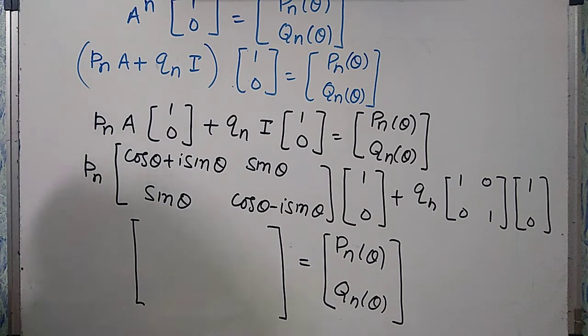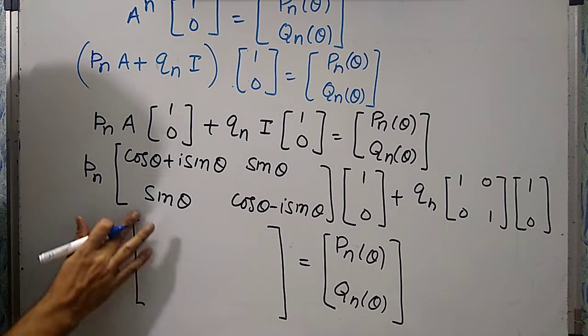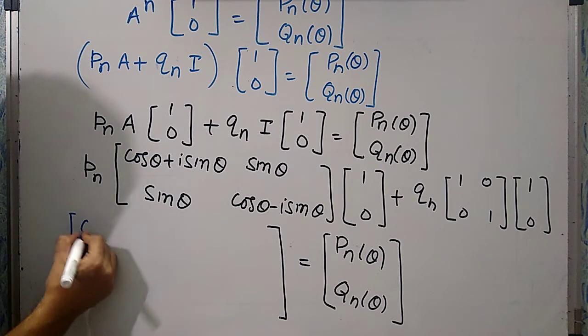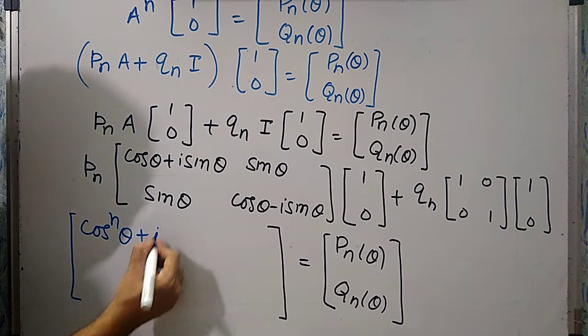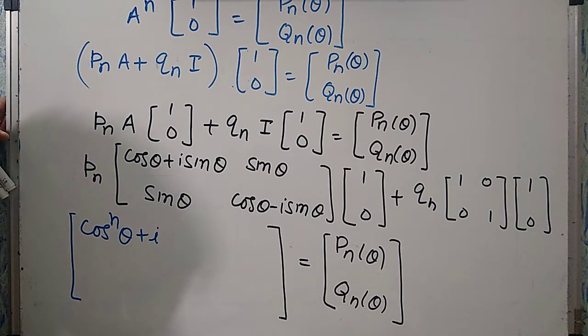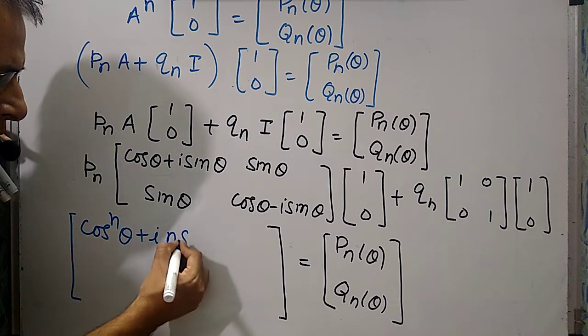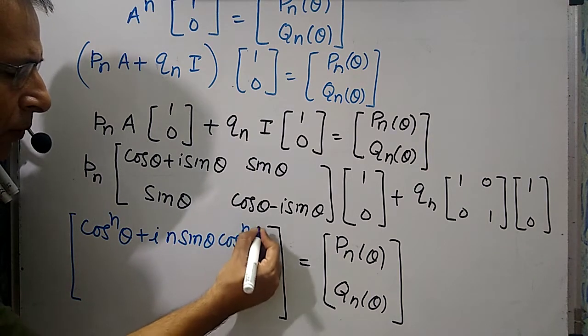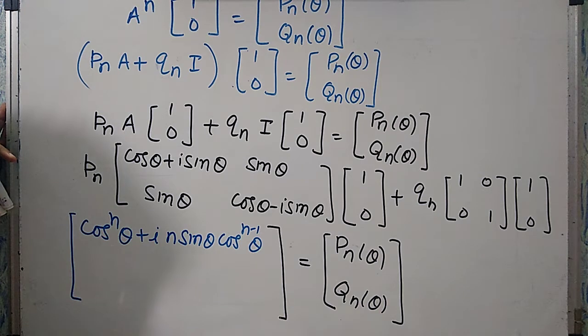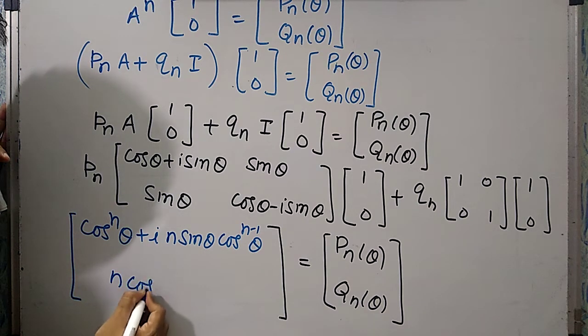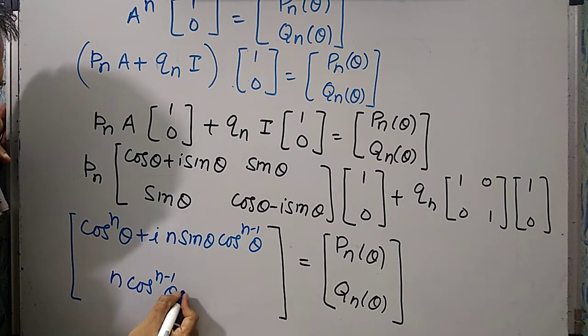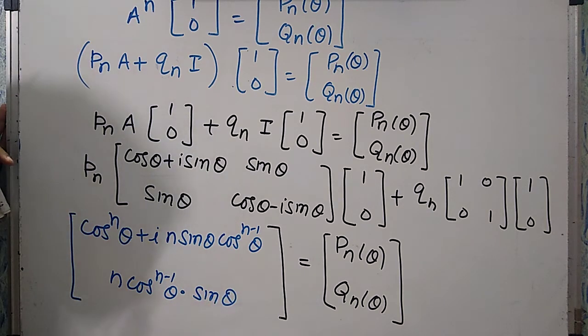So if you simplify the left hand side, we are getting cos to the power n theta plus iota times n sin theta into cos to the power n minus 1 theta, and Qn equal to n cos to the power n minus 1 theta multiplied by sin theta, and this is a column matrix on the left hand side and a column matrix on the right hand side.